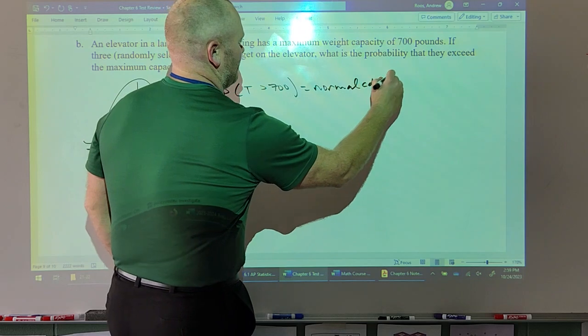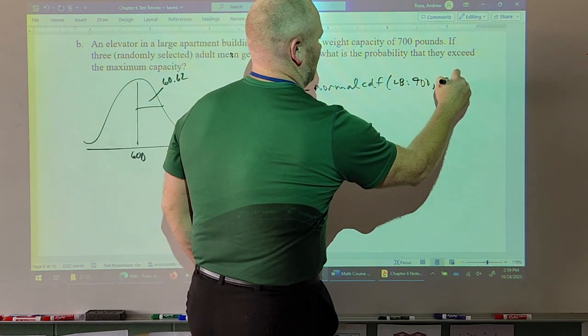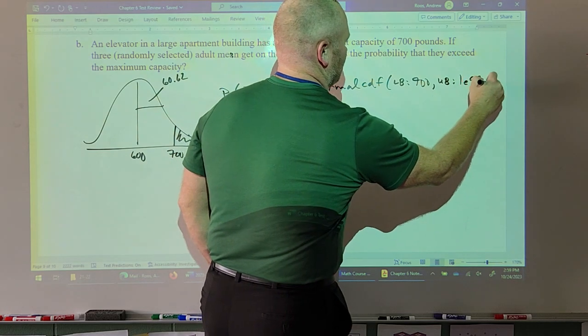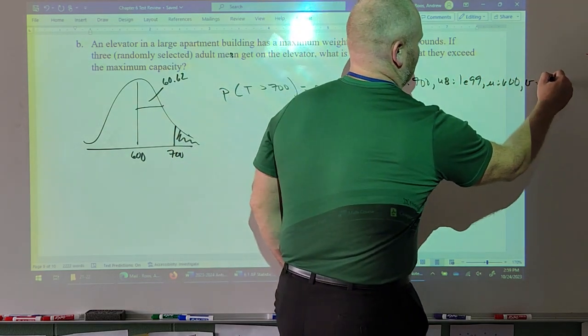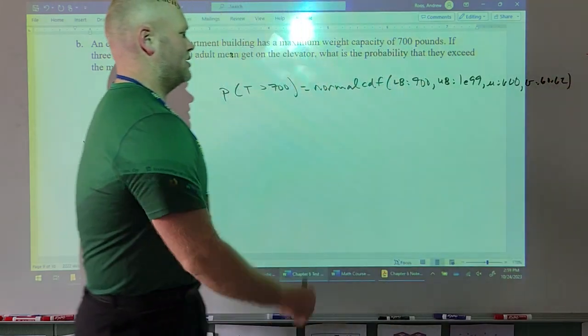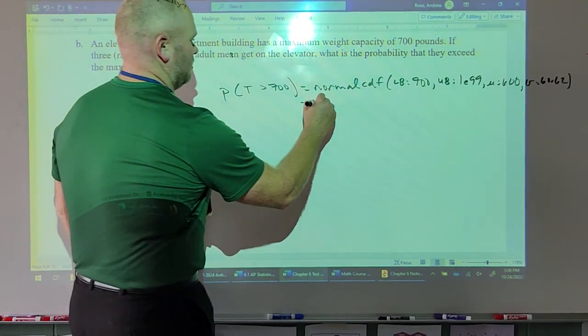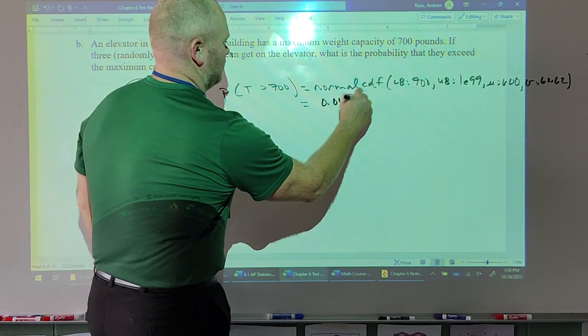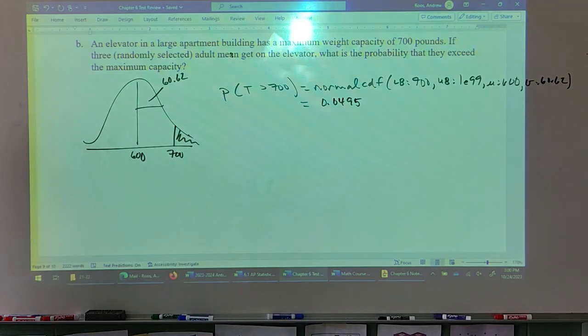So normal CDF, lower bound 700, upper bound positive infinity, mean 600, standard deviation 60.62. So we get about a 4.95% chance that they're going to exceed the maximum capacity. Still a little bit too high of a percent chance for me. I'm not getting on.